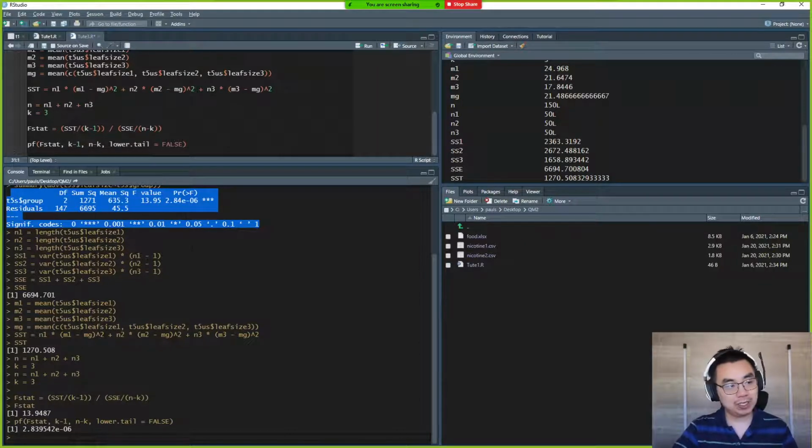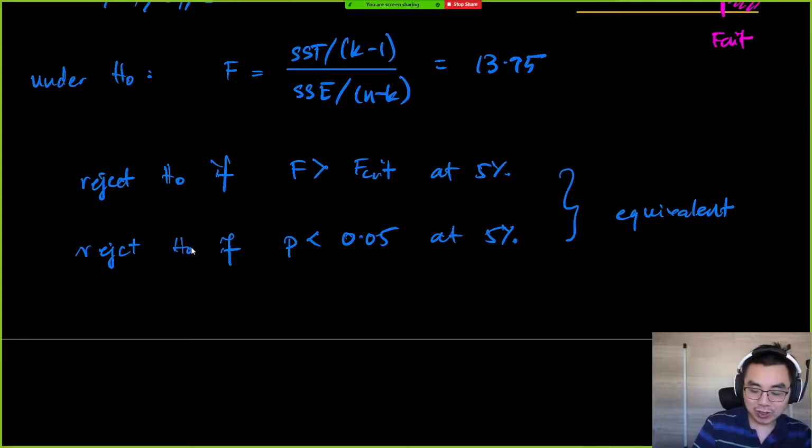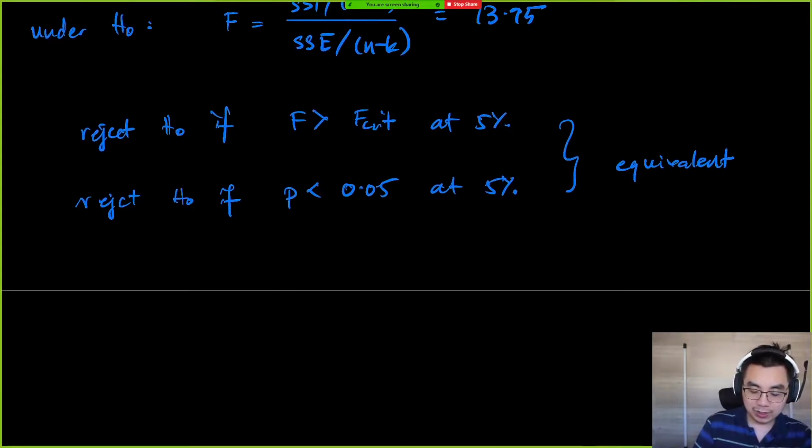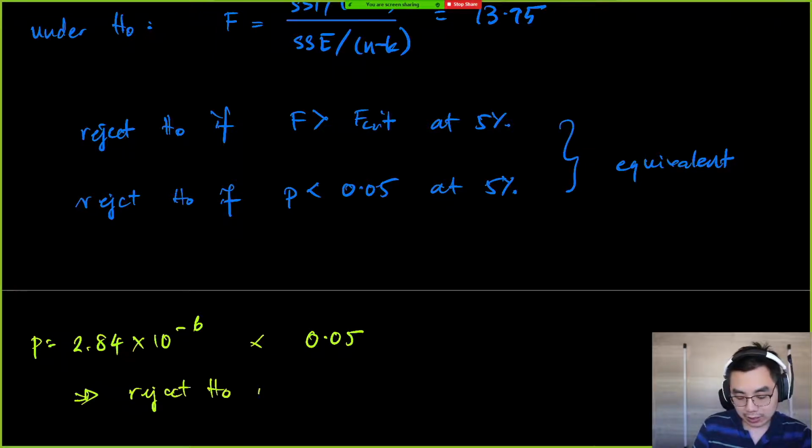Okay, so I think we can write down our conclusion. Whenever you're doing a test, you always want to make sure that you write down your conclusion. So here you could say that the p-value is equal to 2.84 times 10 to the minus 6, which is of course smaller than 0.05. Therefore, the conclusion is that you reject H0 at 5%, and you conclude that the means are not all the same.